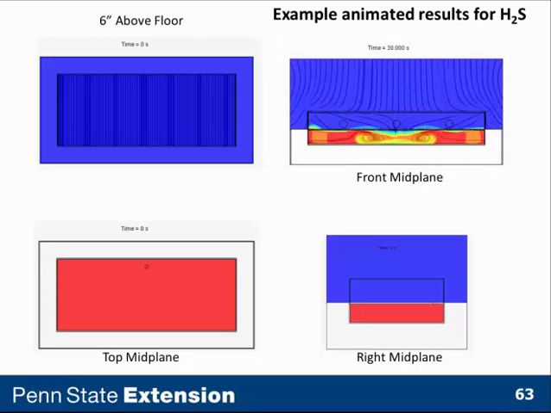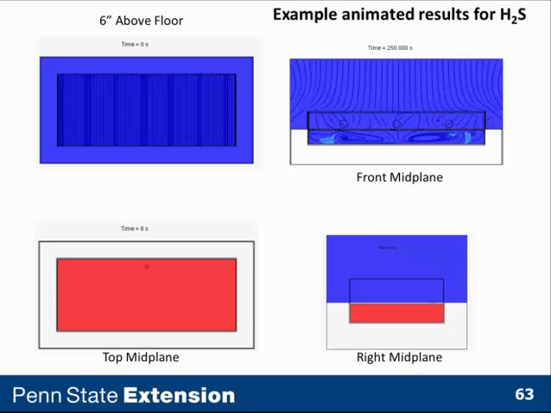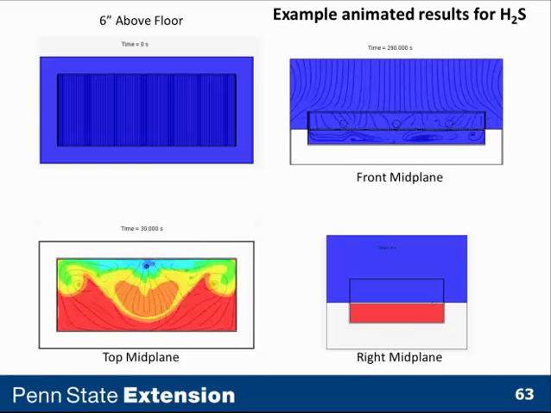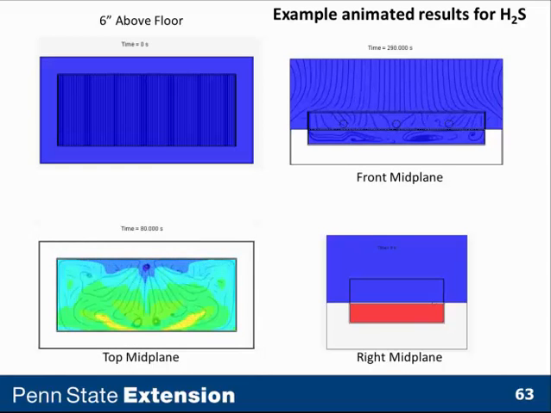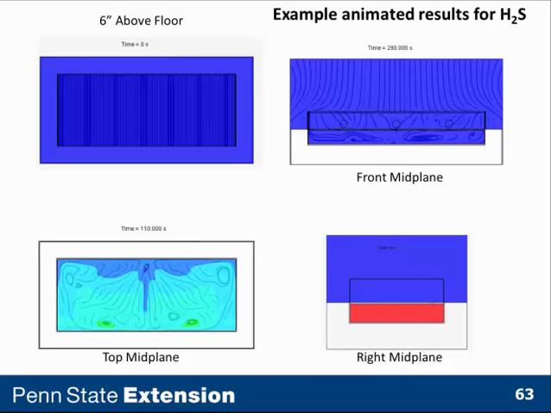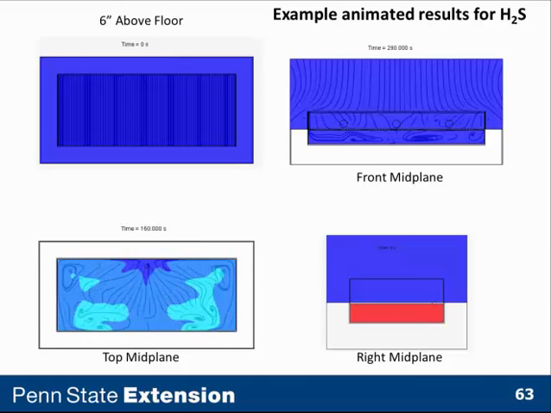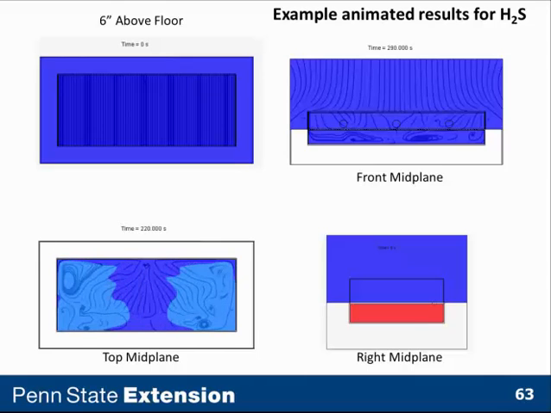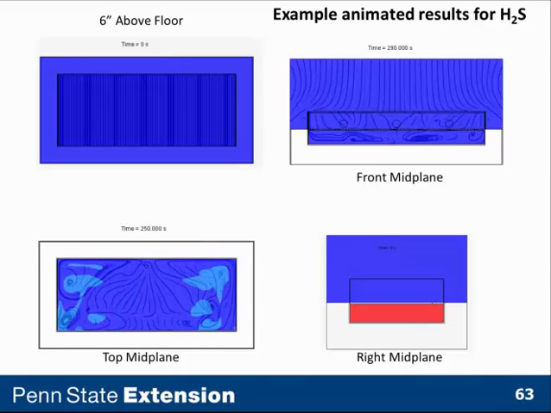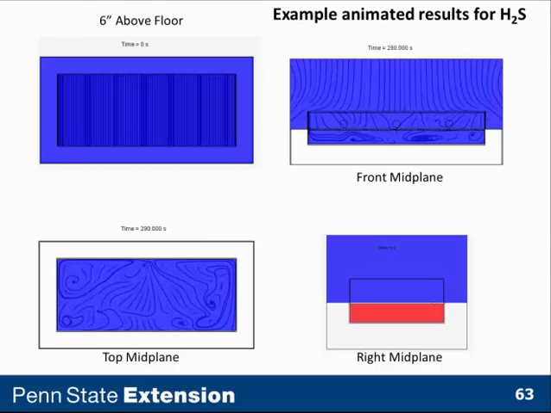And then this shows the front midplane. This is a vertical cross-section in the front quarter section. And you notice in that we had a pretty large section that was contaminated. This is the midplane of the manure pit. And it shows after about 270 seconds that it is evacuated. And this is the right midplane.